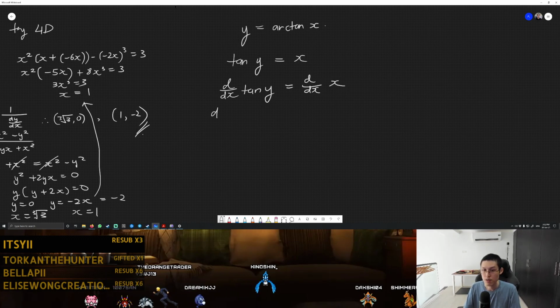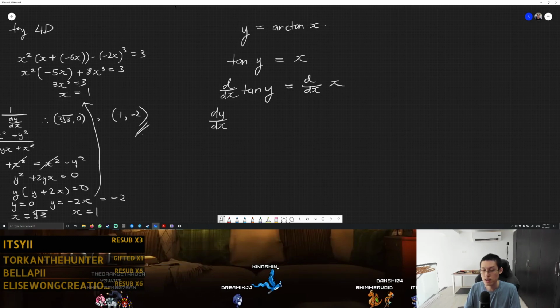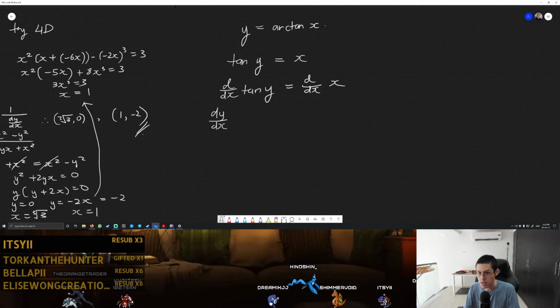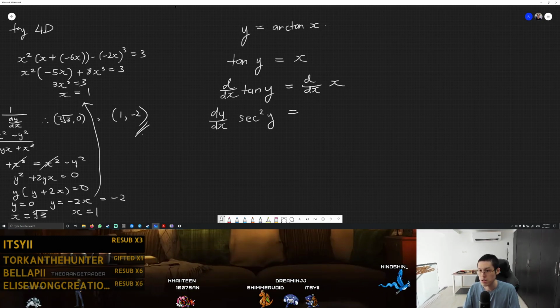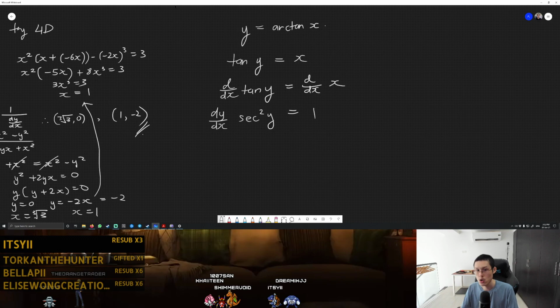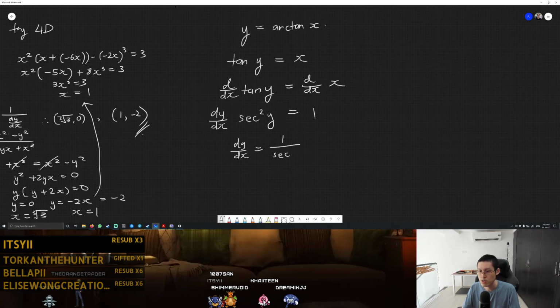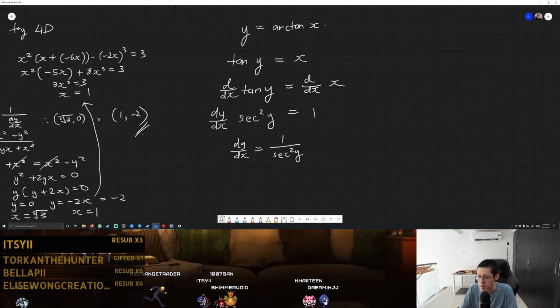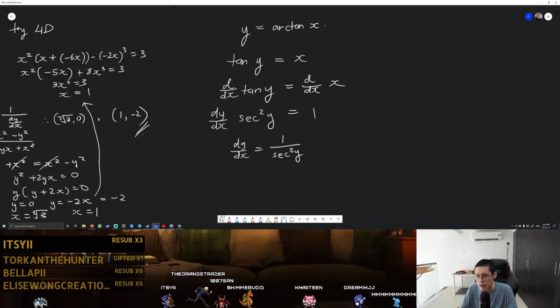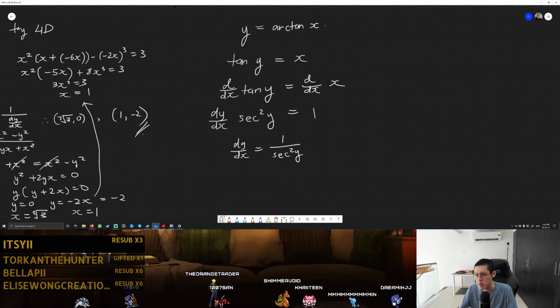So the left side is going to give us dy dx. What happens when we differentiate tangent? We get secant squared y. And the right side gives us 1. So dy dx equals 1 over secant squared y. This is great and all, but unfortunately it doesn't help us much, because we would rather have it in terms of x.